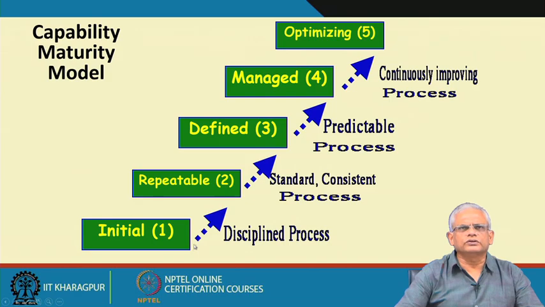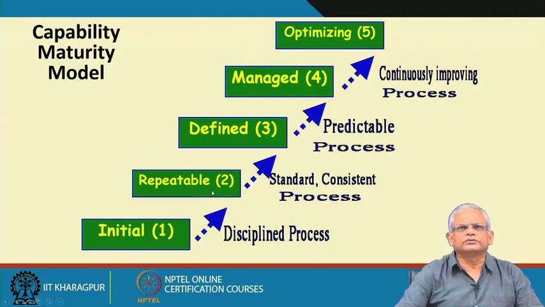And to go to level 2, they must have a disciplined process. A disciplined process is that they must be using some process, they must be having project plans made, monitoring against the plan. There must be a proper project manager who makes plans, monitors against these plans, does configuration management of the documents and so on, and then it goes to the repeatable level.